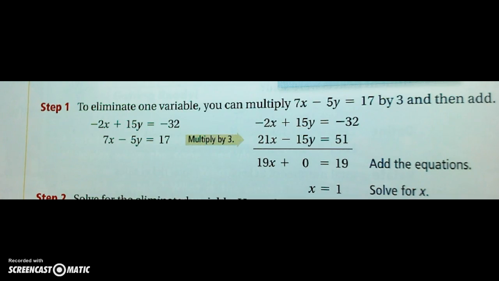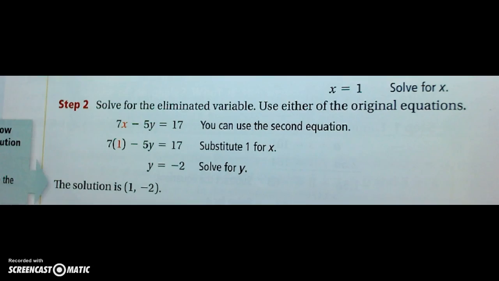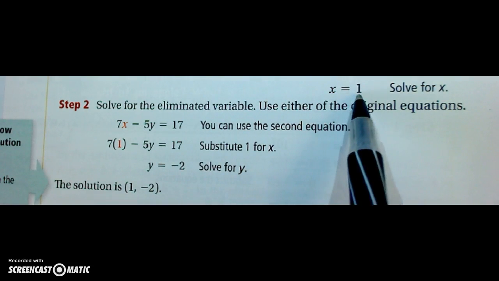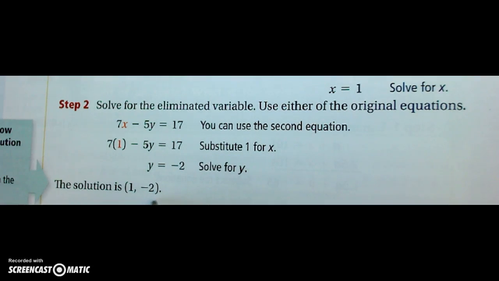We have one of our numbers in our ordered pair. Okay, so x is equal to 1. Solve for the eliminated variable. We substitute in the 1, and now we're solving for y. So we subtract 7 from both sides, so we have 10 divided by negative 5 is negative 2. So our ordered pair is (1, -2).